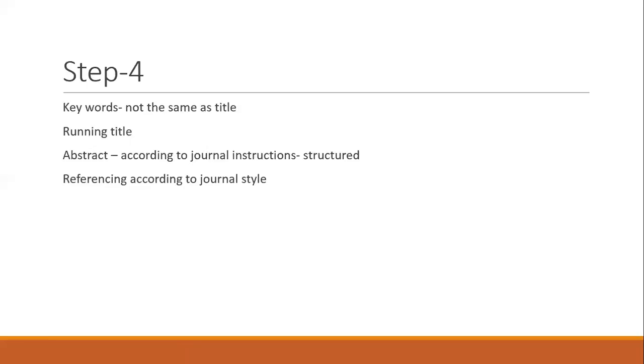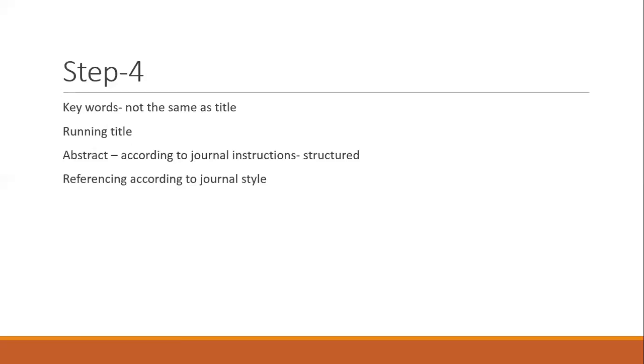Now, step 4. Keywords must not be the same as in the title. The point of keywords is to increase the chance of your article being seen while people are browsing. So the point is to include more keywords that are relevant to your study so that there is greater chance of discovery. Running title: decide on your running title, because when you upload your article, you will have to give a running title. Running titles must be very short.